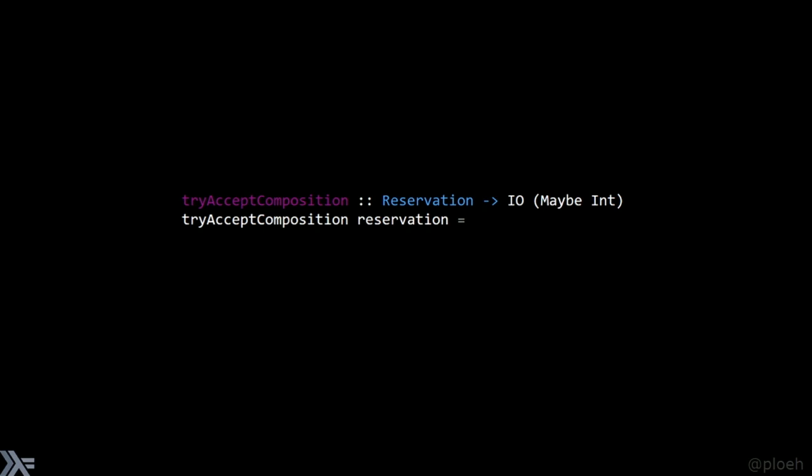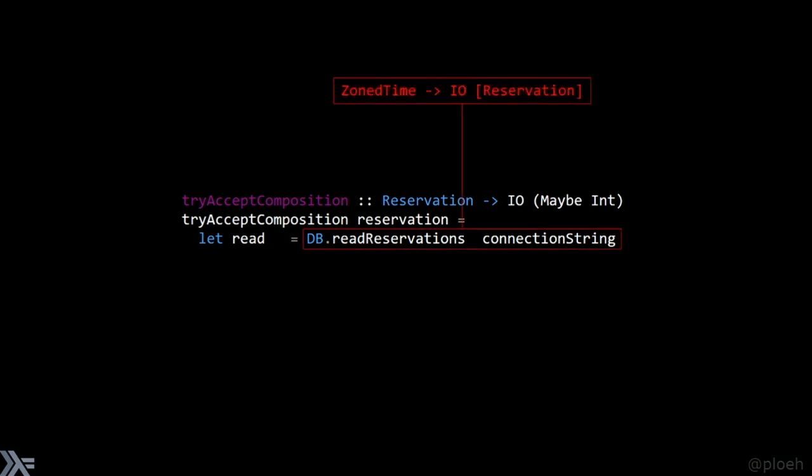tryAcceptComposition is a function that takes a reservation as input, and it returns IO of Maybe of Int as output. And that type IO there, that's the way that you explicitly declare that a function is impure in Haskell. And there's a lot of theory that goes around that, and I'm not going to bore you with those details. Just accept that this means it's impure. All right. So if we want to do the same thing as we did in F#, I'll first define read to be the partially applied Db.read reservations with a connection string. The type of that is ZonedTime to IO of list of reservations. IO because it's impure.